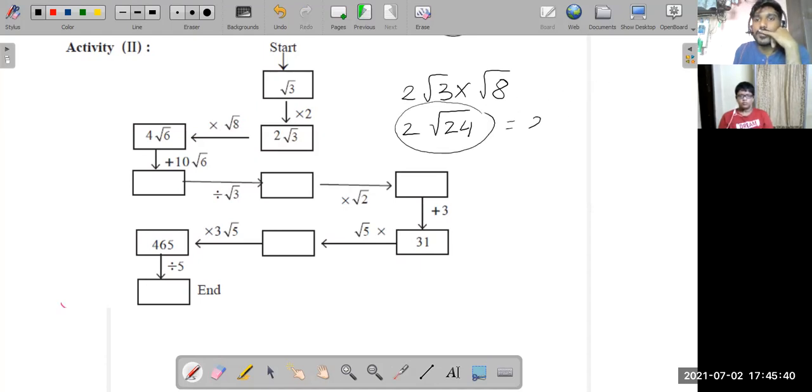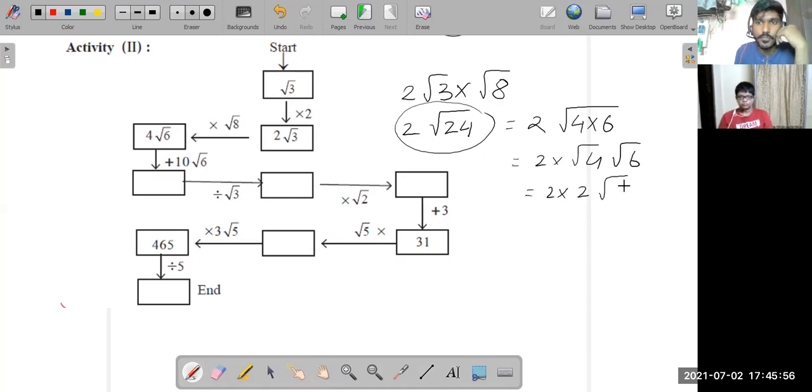After reducing, 24 can be written as 4 into 6. You separate root 4 into root of 6. And you know root 4 is 2 and root 6 as it is. So this becomes 4 root 6. And that is why here 4 root 6 is written. Clear? Now from this, the arrow goes downwards, and from 4 root 6, you add 10 root 6.